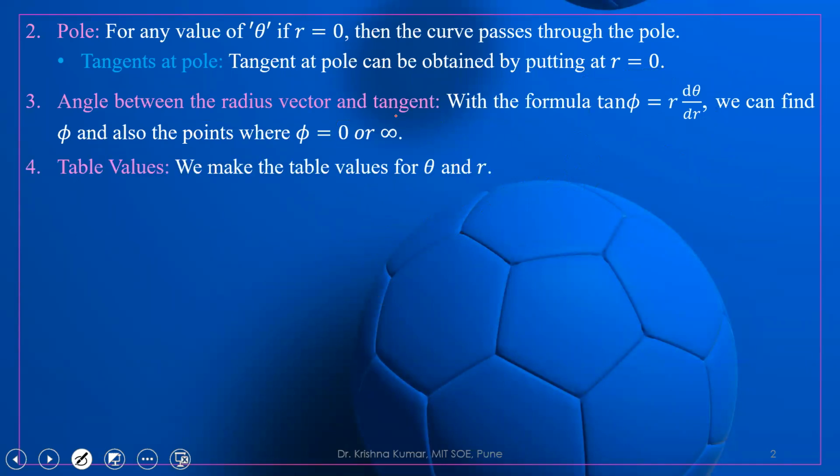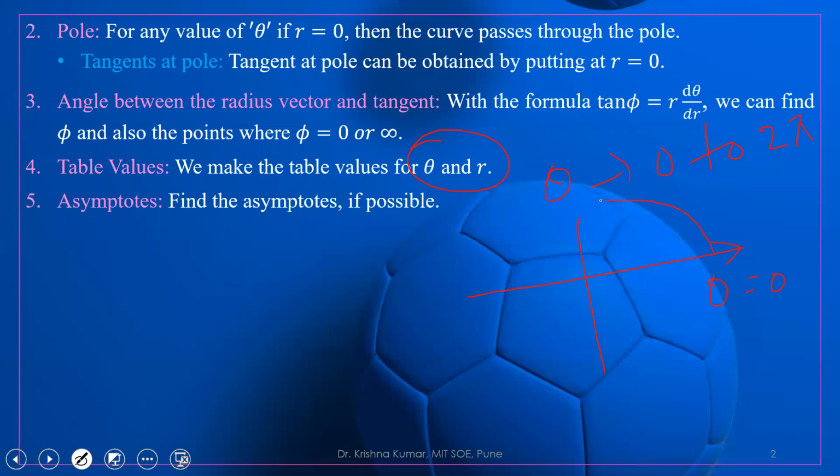Next thing is table values. So we make a table of values of θ and r. In this table we will take some values of r and θ. How many values do we have to put? The value of θ lies between 0 to 2π. If the curve is symmetric about the initial line, that is θ = 0, we only take the value of θ from 0 to π.